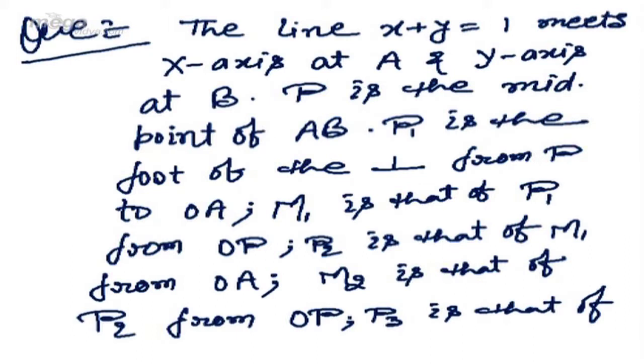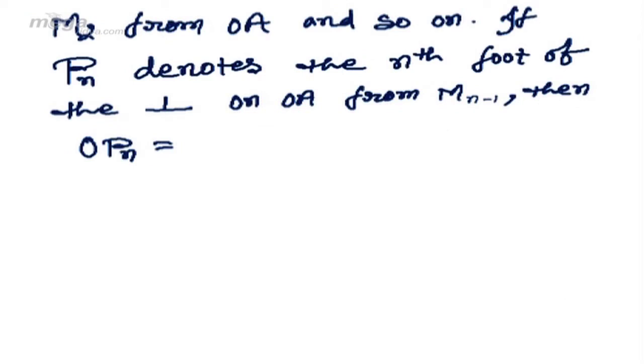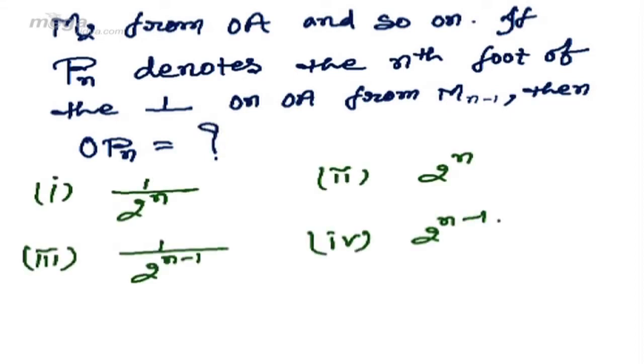segment OP. Proceeding the same way, P2 is the foot of the perpendicular from M1 to OA, M2 is that of P2 to OP, P3 is that of M2 to OA, and so on. If Pn denotes the nth foot of the perpendicular on OA from Mn minus 1, then OPn equals what? Your options are 1 upon 2 raised to power n, 2 raised to power n, 1 upon 2 raised to power n minus 1, and 2 raised to power n minus 1.